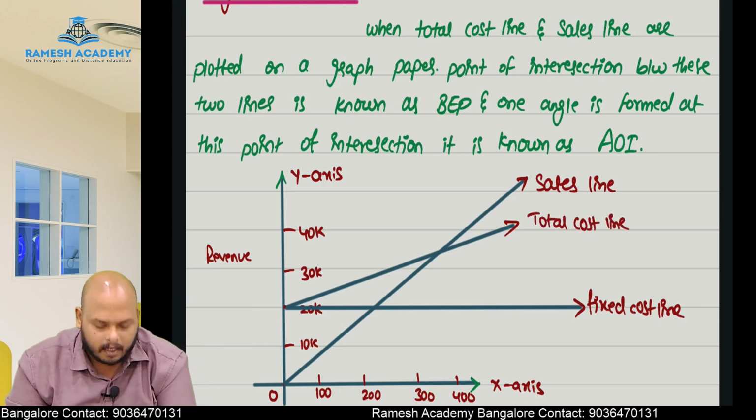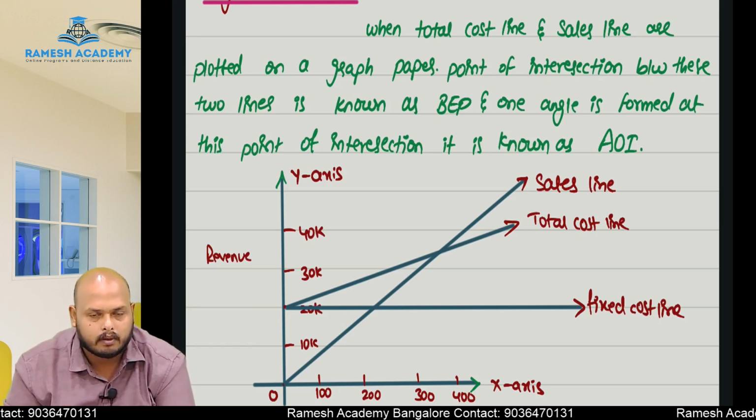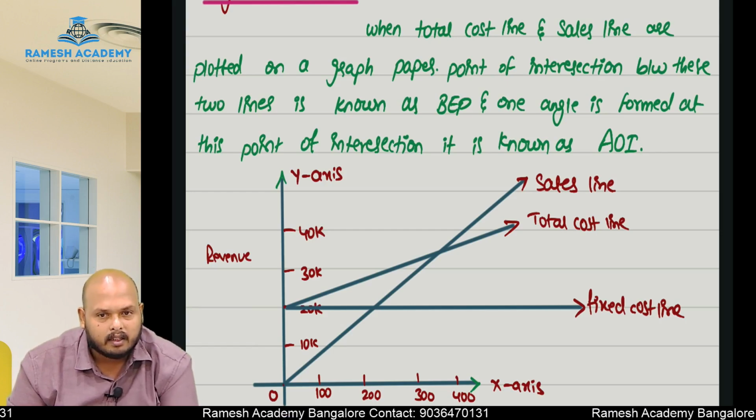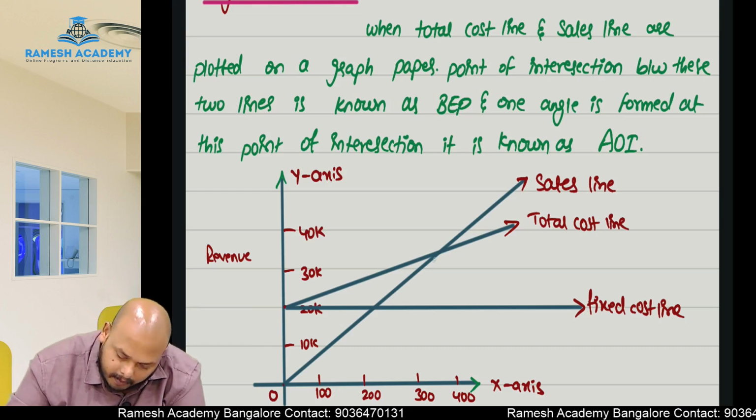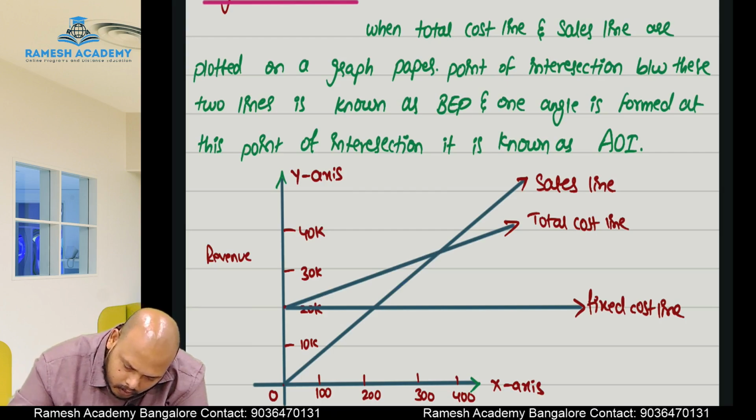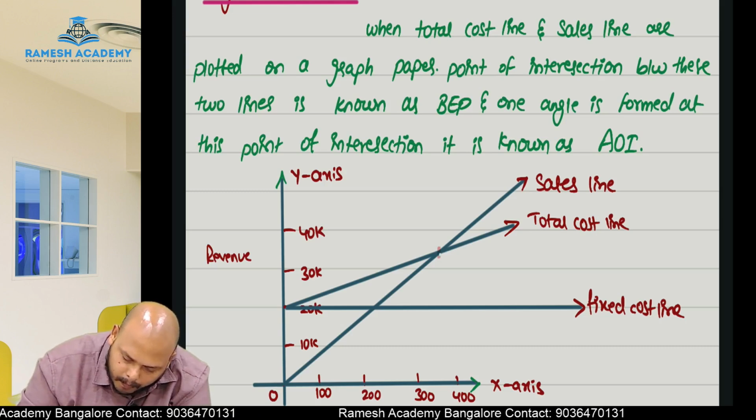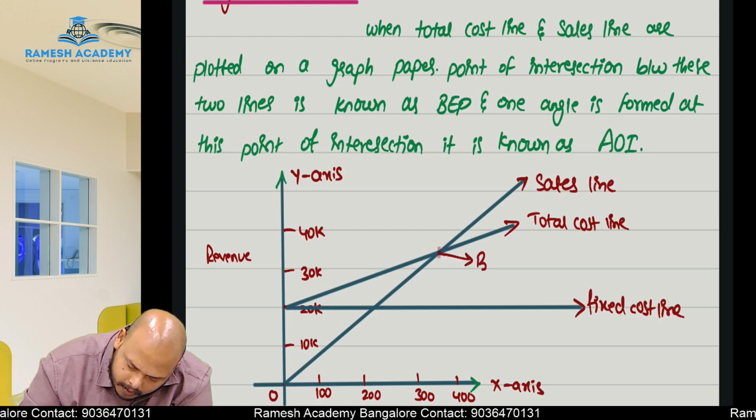The total cost line will start from 20,000 and will move upward. Even if you are selling 0 units, the total cost line will start from here only. The point of intersection between these two lines is called what? Break-even point. This point of intersection is called the break-even point.